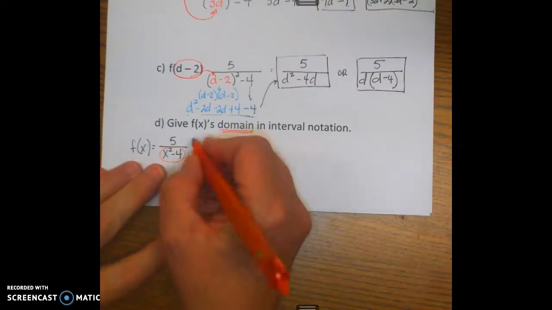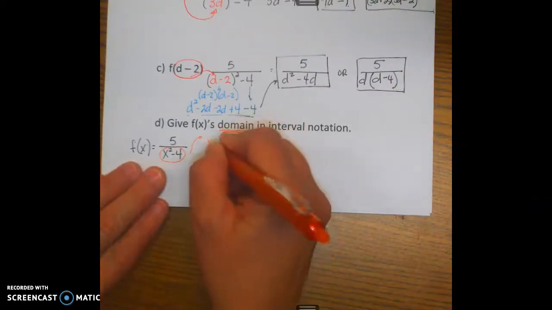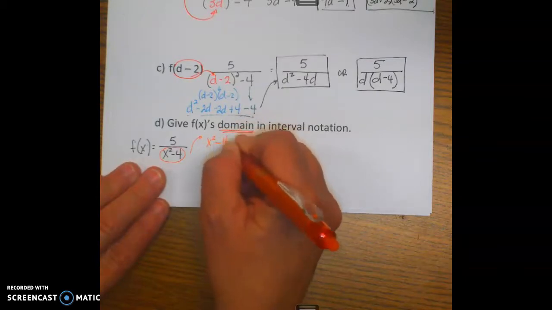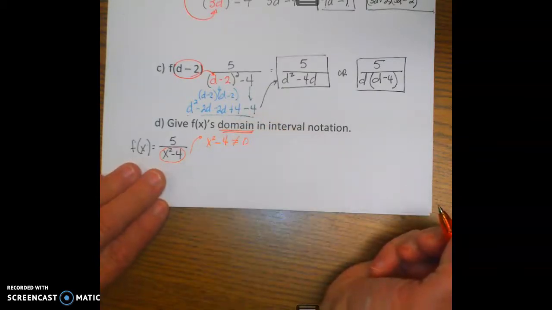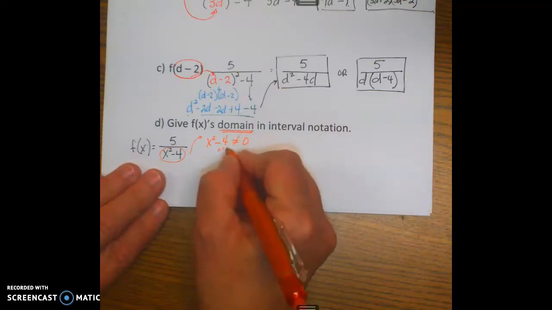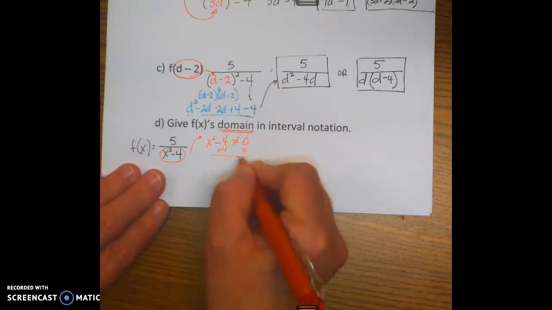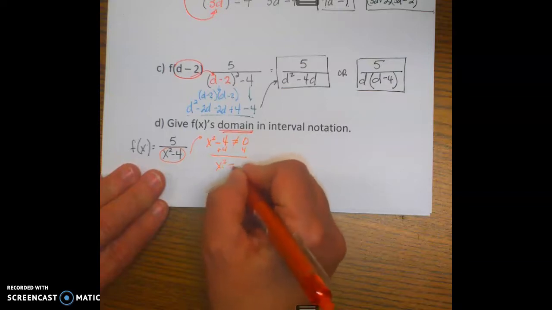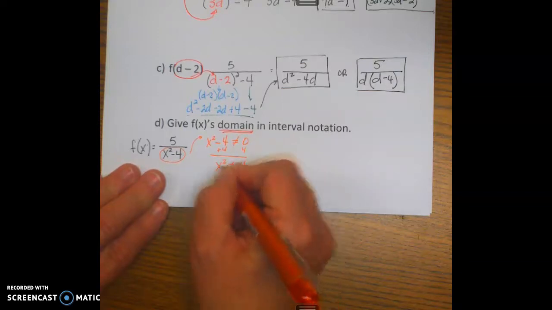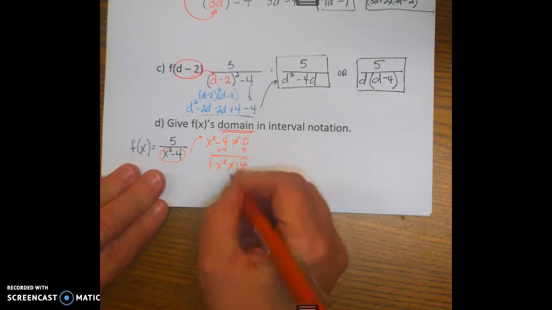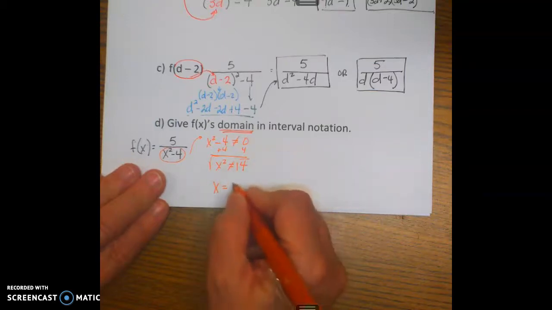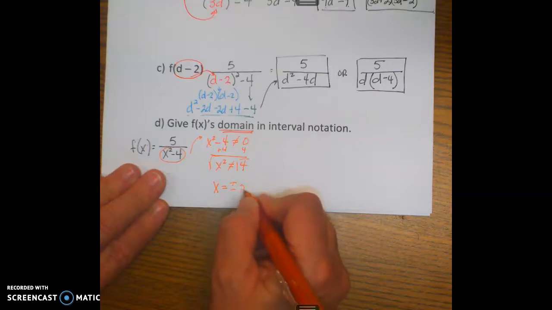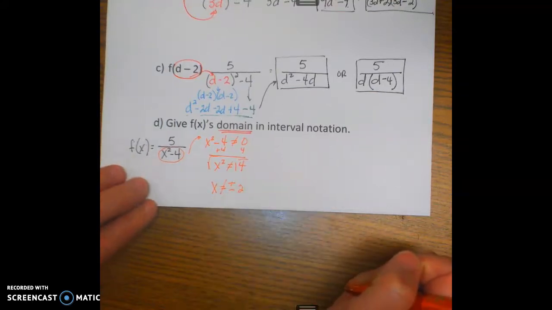And this cannot be 0. So I'm going to pull this up here. X squared minus 4 cannot equal 0. I'm going to add 4 to both sides, or you could factor it. So I have x squared cannot equal 4. I'm going to take the square root of both sides to get the x by itself, but remember when you do that, the square root of 4 isn't just 2, it's plus or minus 2. And I know that x cannot be positive or negative 2.